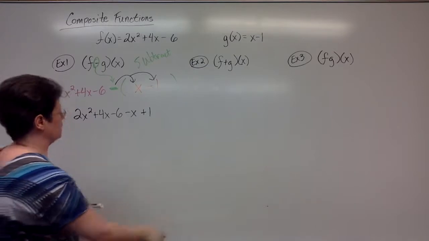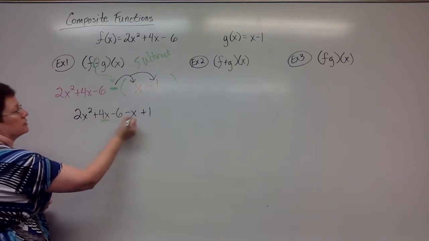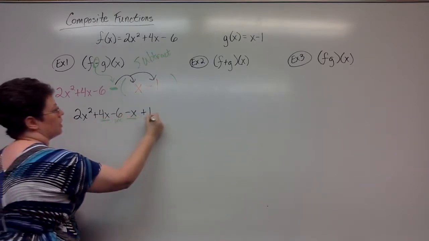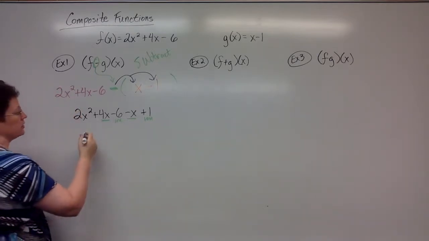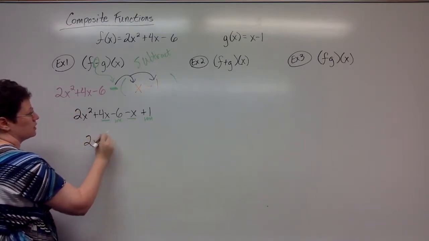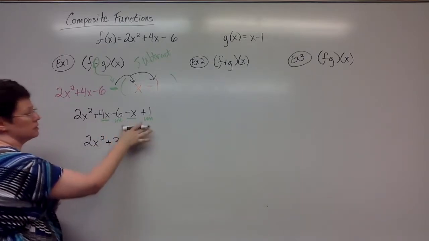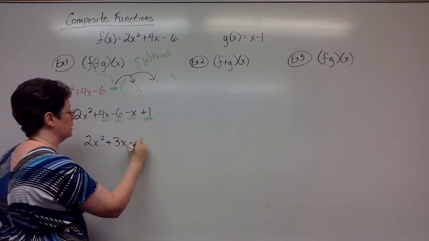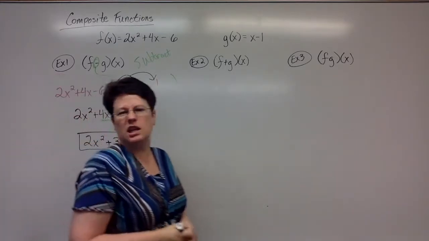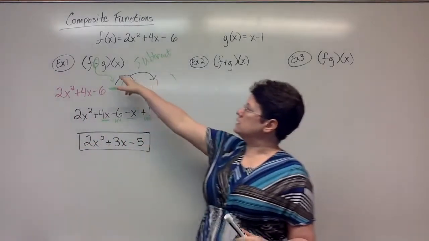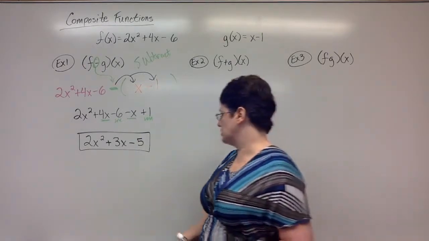Now we're combining like terms. I've got x, and then I've got some constants. But I only have one x squared. Always start with the highest exponent. 2 is x squared. 4 minus 1 gives us 3x. Negative 6 plus 1, negative 5. That's it. The only new part is this beautiful notation. That's the only new part. The rest of it, same old, same old.